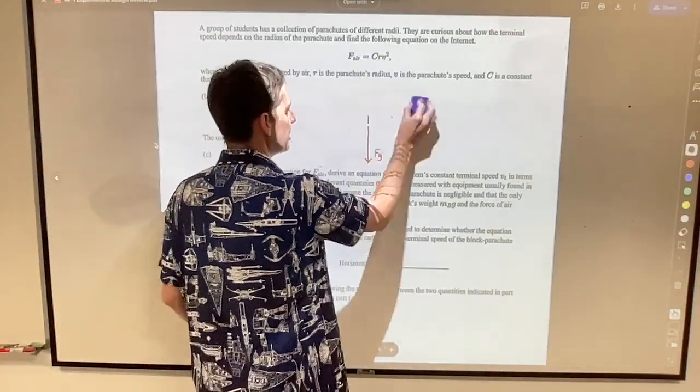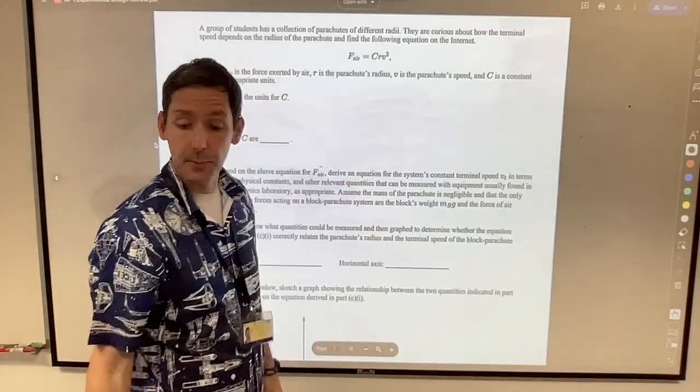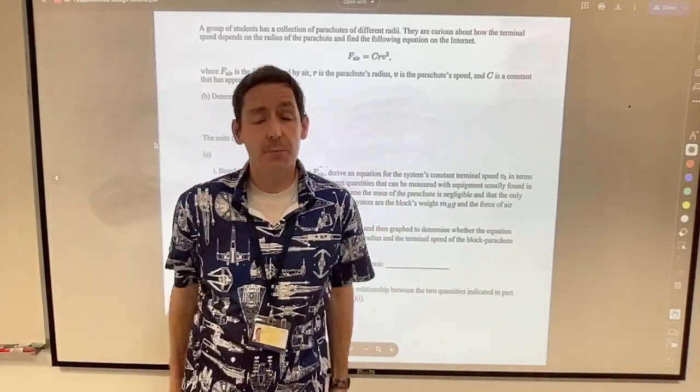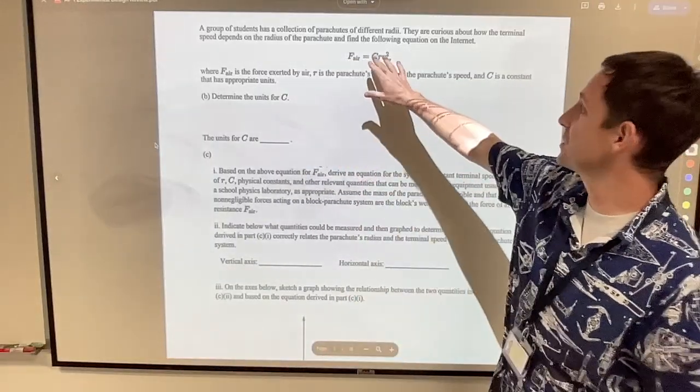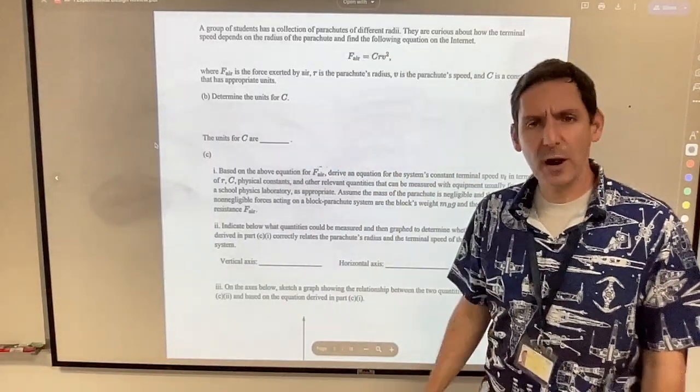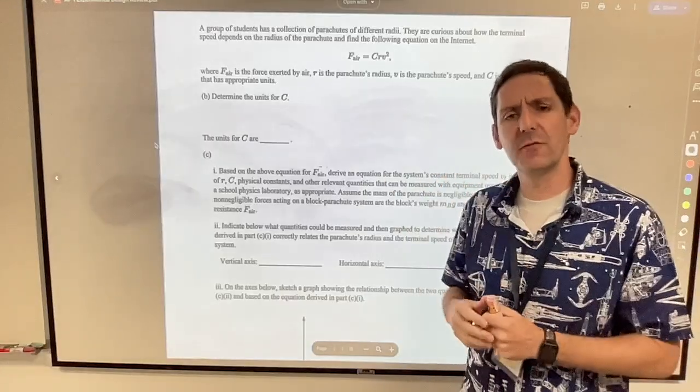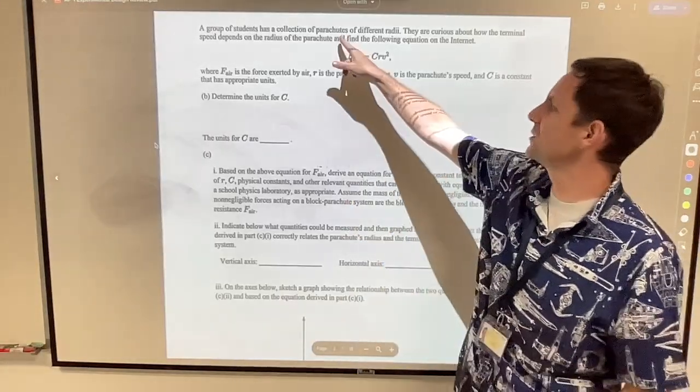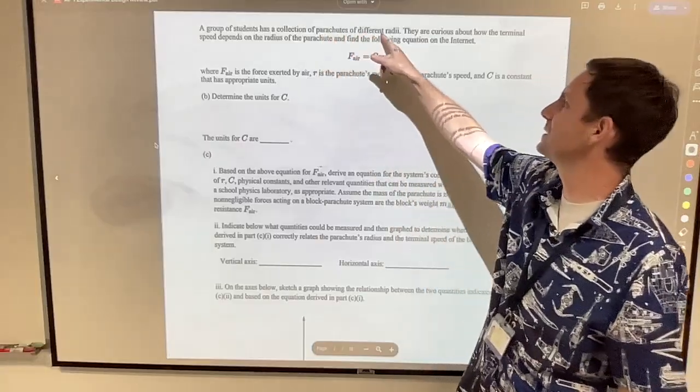Now, when we move on to the next part of the question here, this is also very common in AP questions. Sometimes they ask you to come up with an equation. We may do that later, but in this one they actually give you an equation. They say, hey, look, a group of students came up with this equation for dropping a variety of different objects. They say a collection of parachutes of different radii.